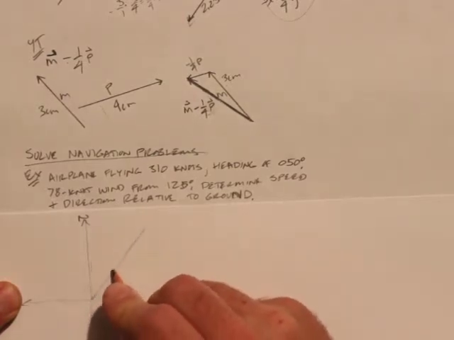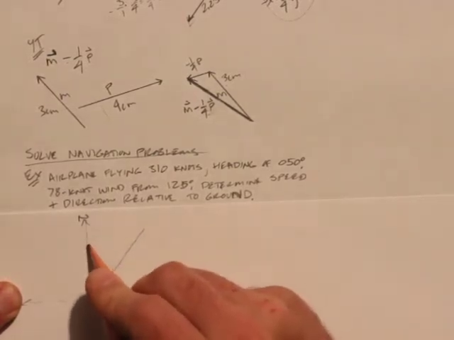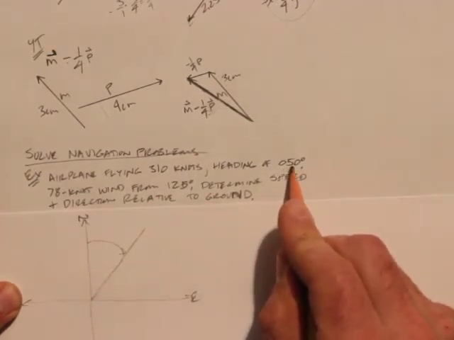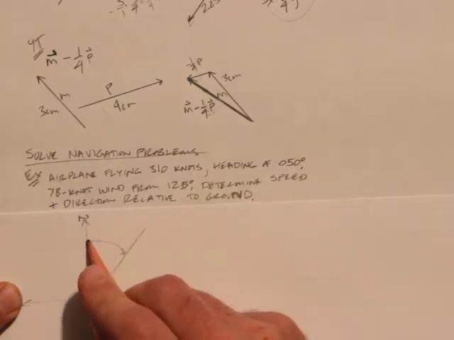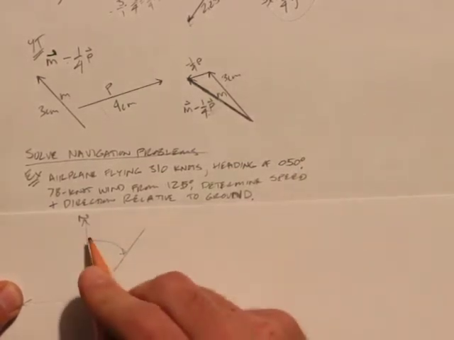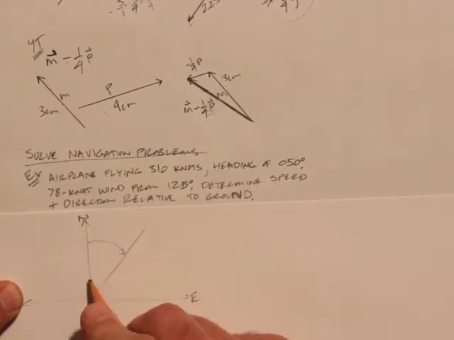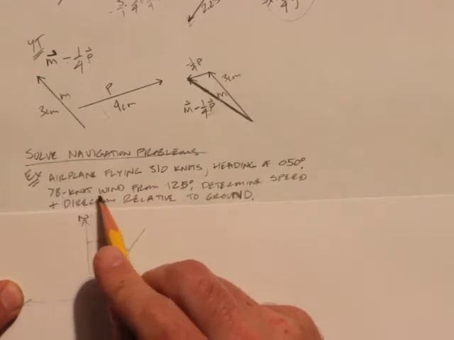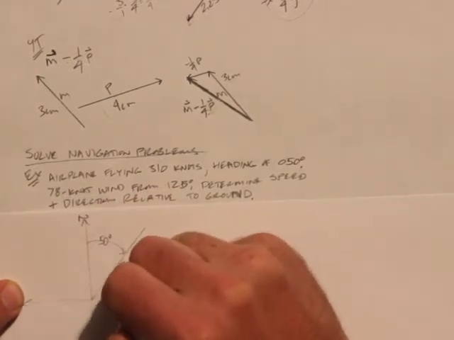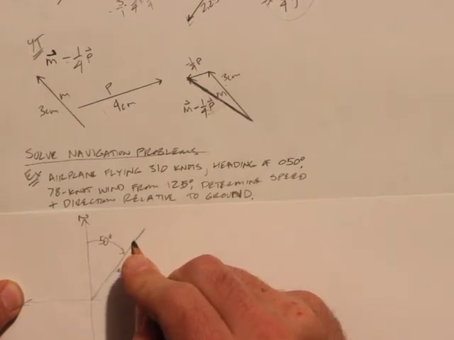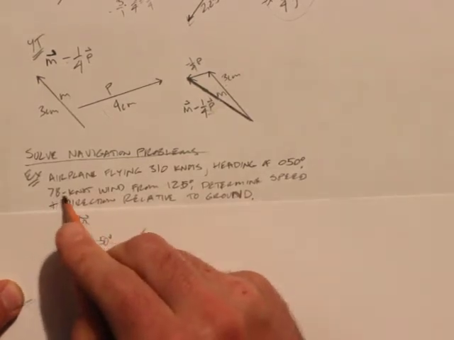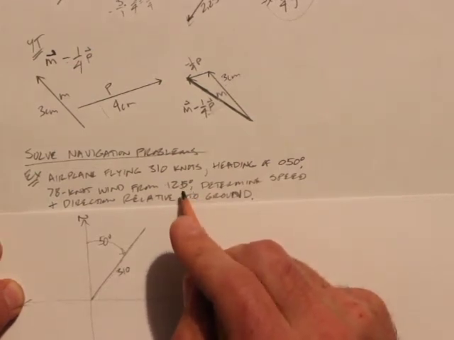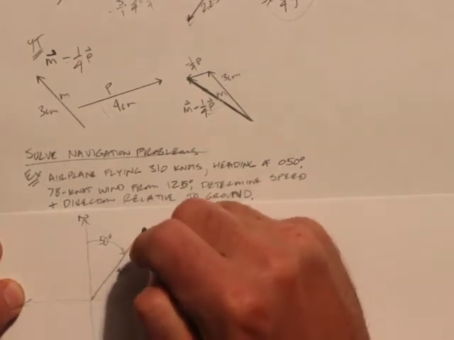So I'm going to say this is about 50 degrees, right? So we start, this is the true bearing from north, 50, so this is about 50 degrees. And then the 78 knot wind, so this is 310 knots. And then we have the 78 knot wind from 125 degrees. So 125 degrees, so I'm going to start that right here.